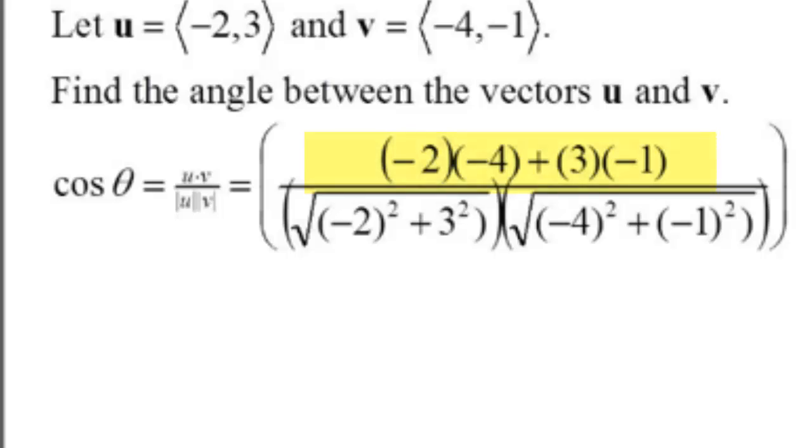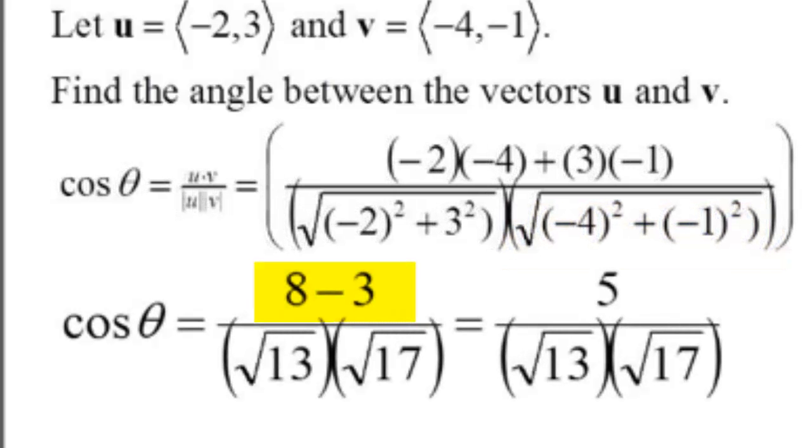The dot product of u and v is -2 times -4 plus 3 times -1, and the magnitude of u is the square root of -2 squared plus 3 squared, and the magnitude of v is the square root of -4 squared plus -1 squared. In the numerator, we then get 8 minus 3. In the denominator, we get the square root of 13 times the square root of 17, which gives us 5 over the square root of 13 times the square root of 17.